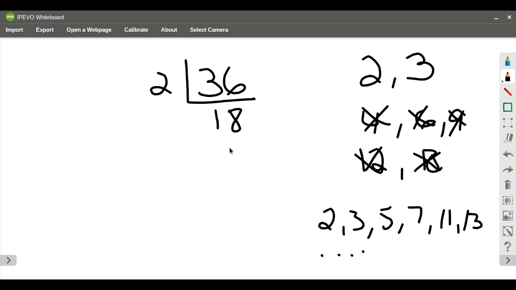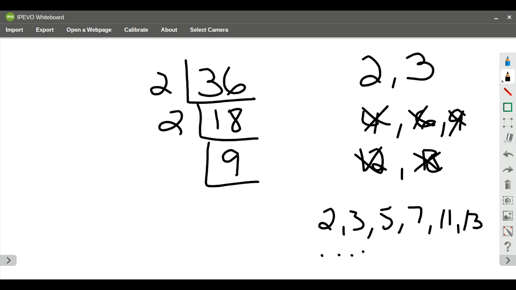Now, 18 is not a prime number, so I need to keep going until I have a prime number. So I'm going to divide it out again and look at prime factors for 18. I'm going to keep using 2 because it's an even number. 18 divided by 2 is 9. You'll notice that as I'm going, I'm building a ladder with different rungs. It's getting smaller as I'm finding my factors.